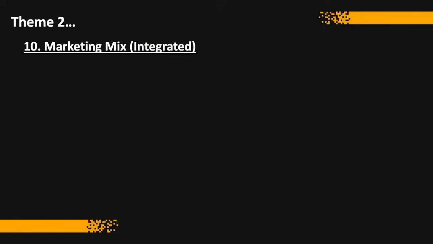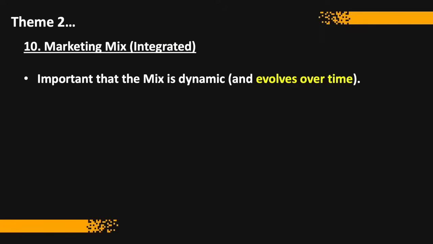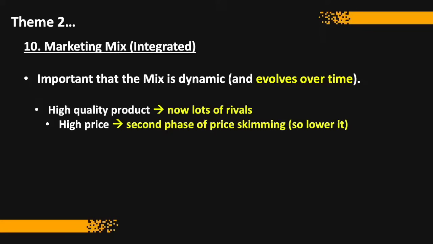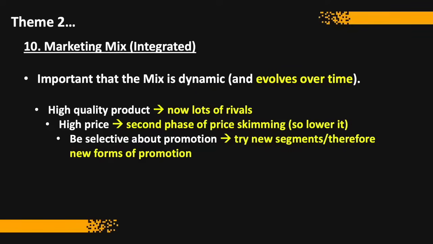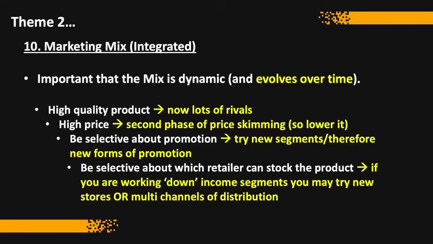So if we're thinking about the marketing mix being integrated, it's important that it's dynamic and it evolves over time. So over time, that high quality product, maybe you've got lots of rivals now. Well, if you used a high price, you might have to move into the second phase of price skimming and start to lower that price. You might have been selective about promotion, and now you need to try new segments and therefore new forms of promotion. If you were being selective about which retailer can stock the product and you've evolved over time, now you might be working down income segments, looking to target different income brackets along the way, or you could use multi-channels of distribution. That's where you sell in different ways to the consumer. So you might have a store, a website, you sell to a retailer, and so forth.